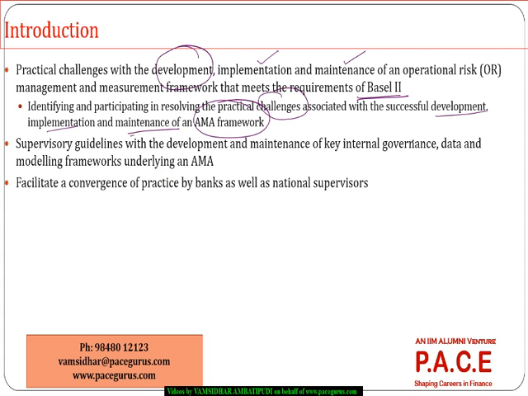And so there are a few entities that have to work together. One, the internal governance. What are the controls and the governance mechanisms that are there? How is the data handled? How do the modeling frameworks exist? So there are supervisory guidelines surrounding all these aspects, so that a convergence of practices, more uniformity, comes up across the banks and even the supervisory authorities. So that's the important aspect of these supervisory guidelines.